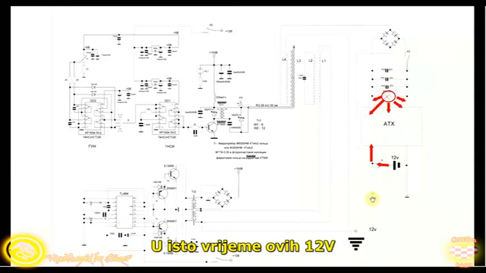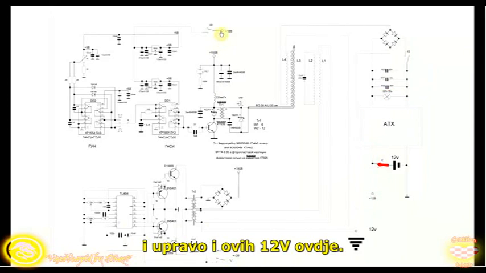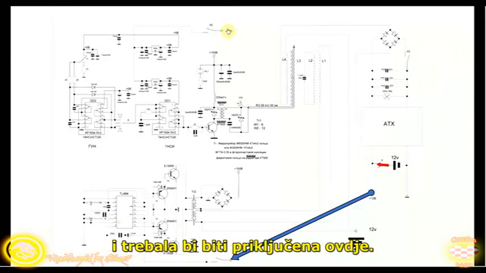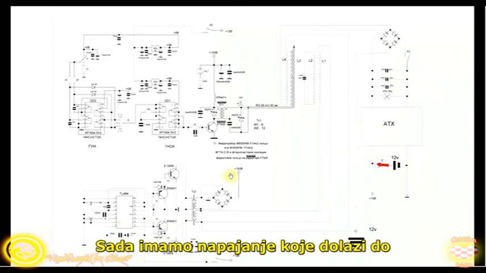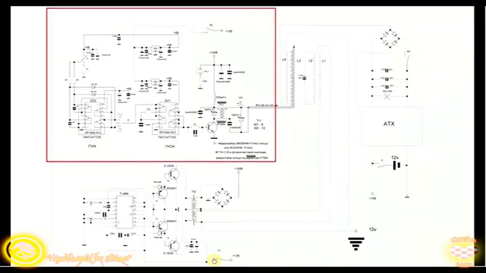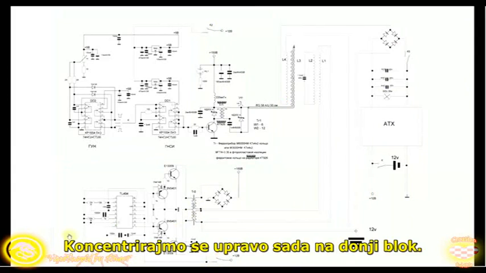At the same time, that 12 volt is exactly the same 12 volts and exactly the same 12 volts here. So from that battery, the 12 volts should be connected here and should be connected to here. Now we have power to those two blocks. Each one has a switch. Let's concentrate right now on the lower block.